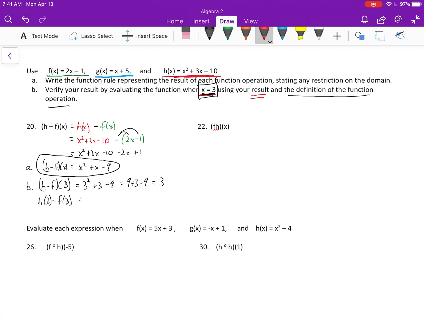So h of 3. h of 3 means we're putting 3 in for the h function. So we have 3 squared plus 3 times 3 minus 10. And we're going to subtract the f function. Putting 3 into the f function is 2 times 3 minus 1. And now we want to figure out what that whole thing is equal to. So this is 9 plus 9 minus 10 minus 6 minus 1. 6 minus 1 is 5. I think we can squeeze this in. 9 plus 9 is 18. 18 minus 10 is 8. Minus 5 is 3. So we got the same thing. And that's what it was trying to show us.